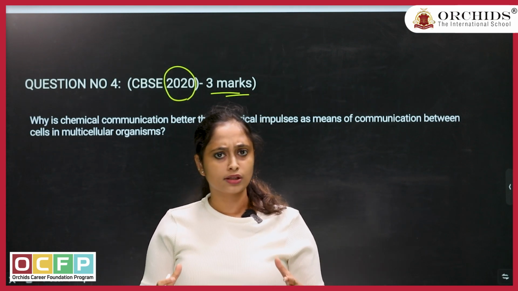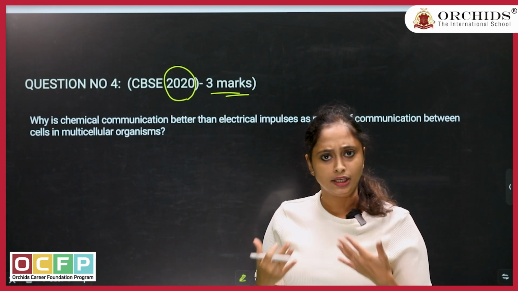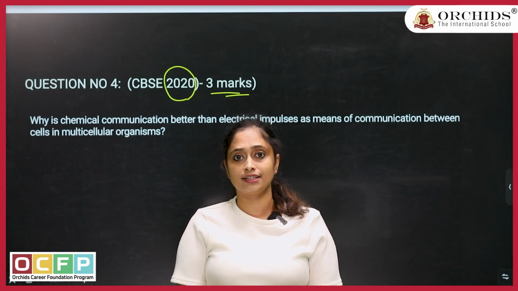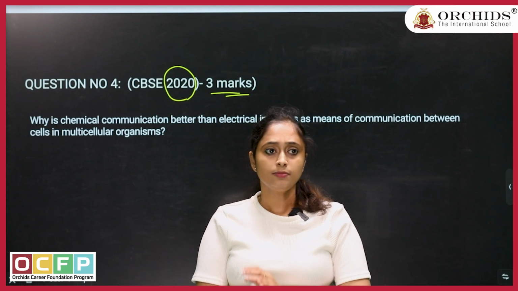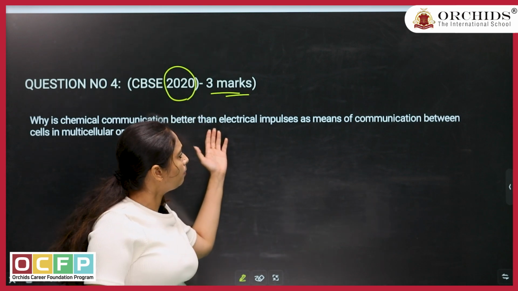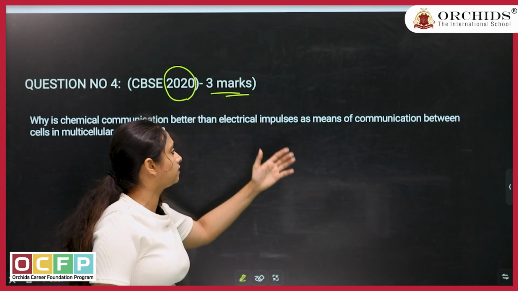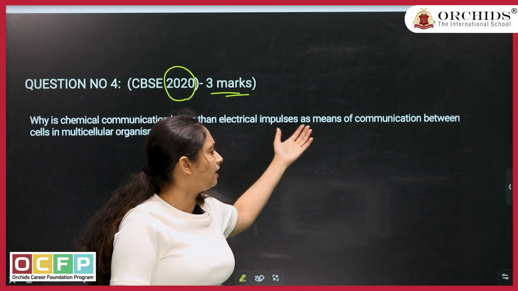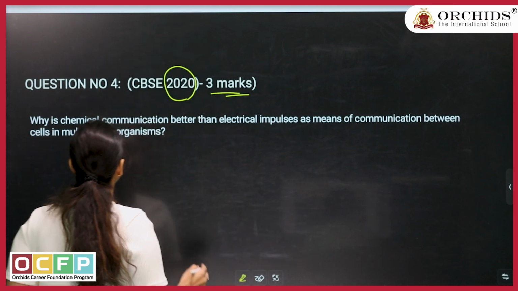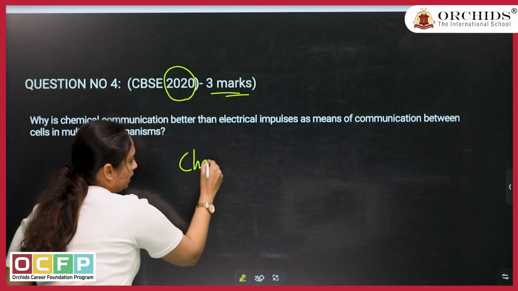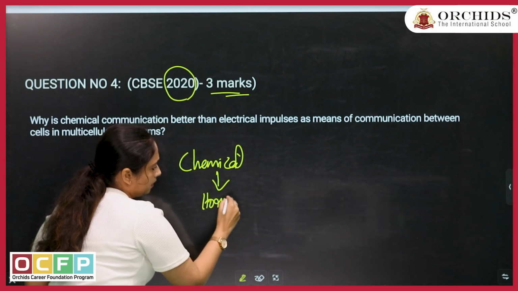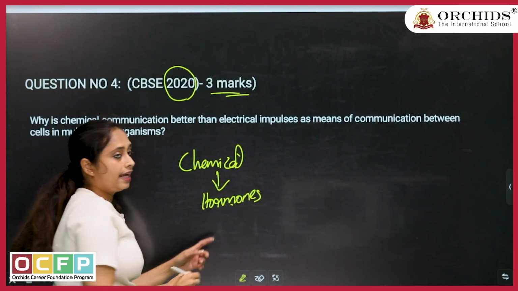Multicellular organism means an organism which has more than one cell. Human beings are one of the examples of multicellular organisms. So why is it stated that chemical communication is better than electrical impulse communication? One is the hormonal area, I think you got that. What is chemical? Chemical means hormones. Chemical messengers in our body are hormones.